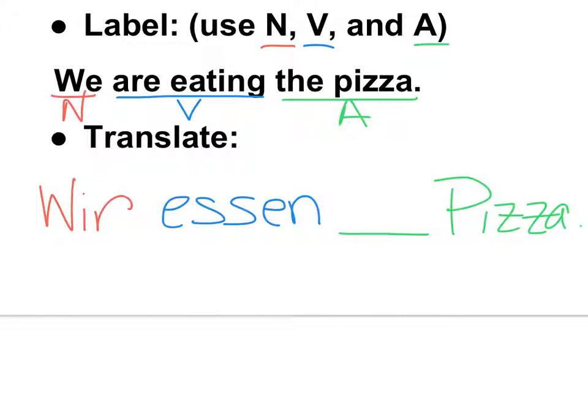So we've said it's feminine. We've said it's accusative. Check your chart. What's the dirty das word going to be? D. So that one didn't change. It was D, it stayed D.